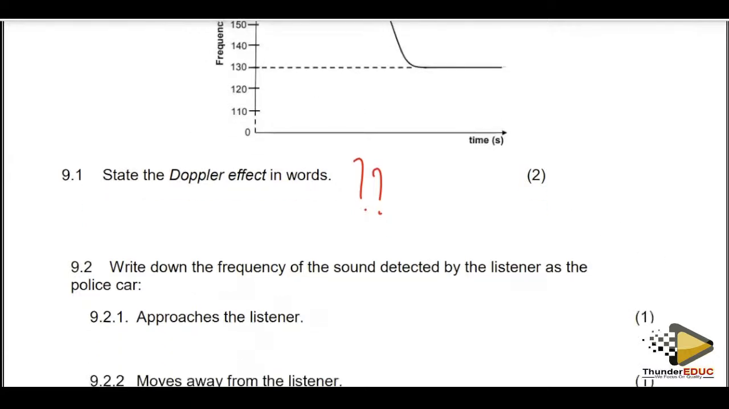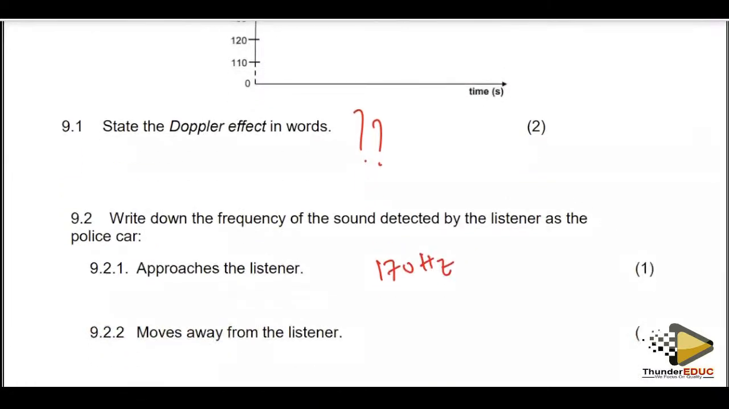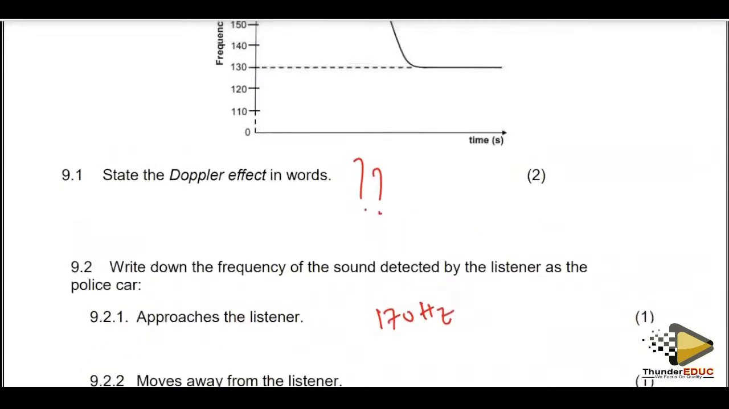Then 9.2, write down the frequency of the sound detected by the listener as the car approaches. So we know that as the car is approaching, the frequency must be higher. What frequency is that? Where the graph is starting from is 170, so that's going to be 170 hertz. And then the second part is asking when the car moves away. The observed frequency is 130 when the car is moving away.